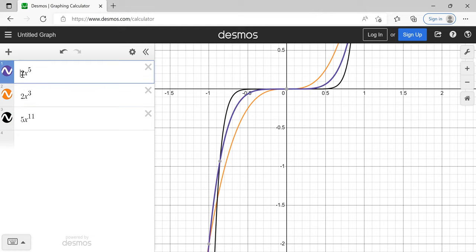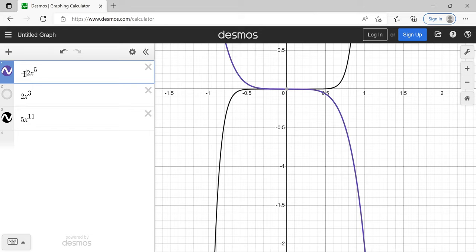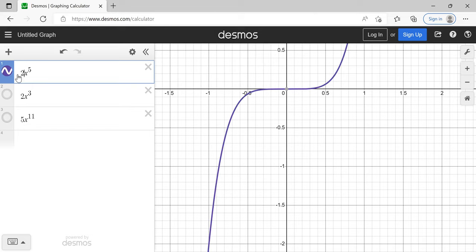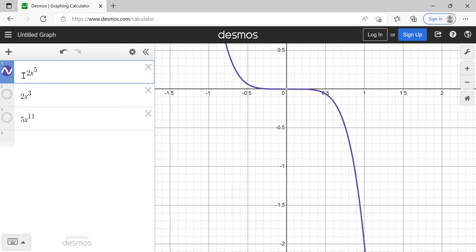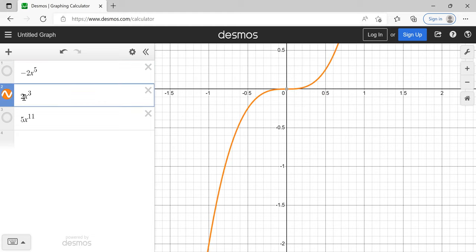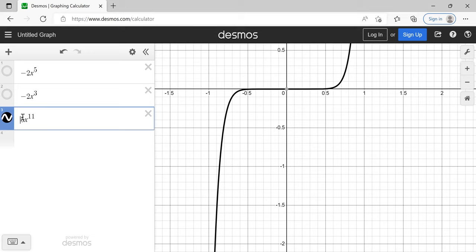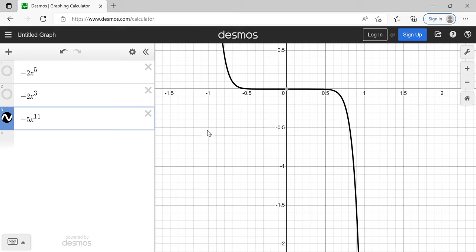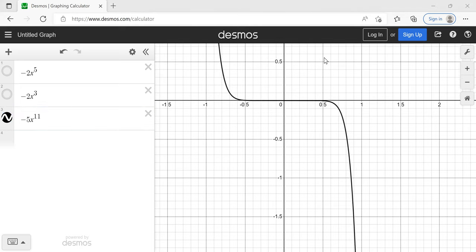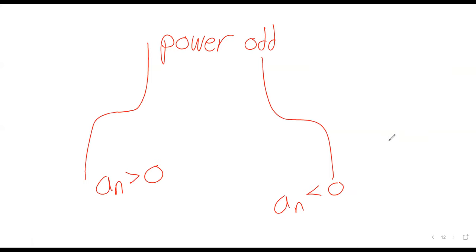And if I make this negative, it does just what I said it should. We actually talked about this before when we were talking about vertical and horizontal shifts. We also talk about what happens if you take a curve and put a negative number in front of it. Put 2x cubed, put a negative sign in front of it. 5x to the 11th, put a negative sign in front of it. So we are seeing the behavior I predicted or said we would observe on this frame.